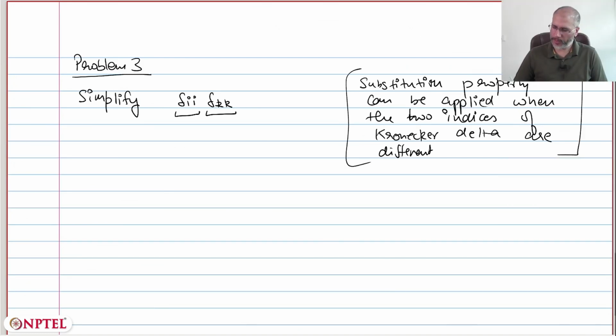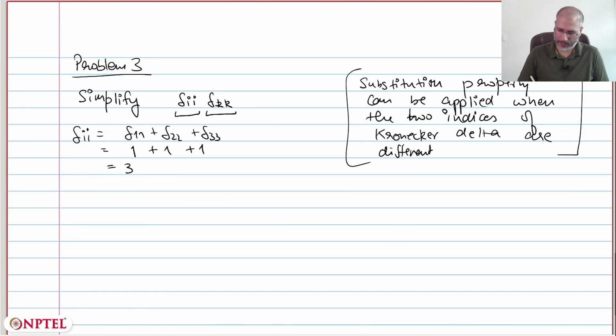So the substitution property can be applied when the two indices of the Kronecker delta are different. In this case, the two indices of both deltas are the same, so we cannot apply the substitution property. But we can expand. Delta ii individually is simply delta 1 1 plus delta 2 2 plus delta 3 3, which is 1, because by the definition of delta, if the two indices are the same, it's equal to 1 plus 1 plus 1.